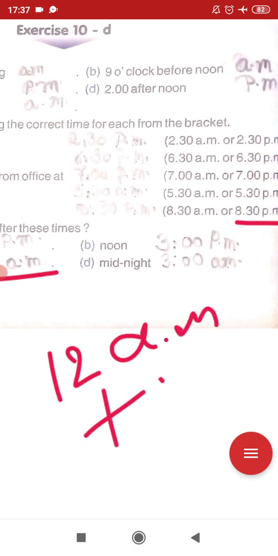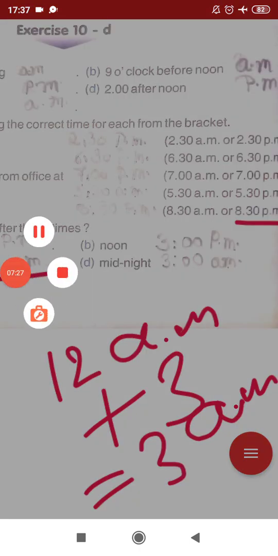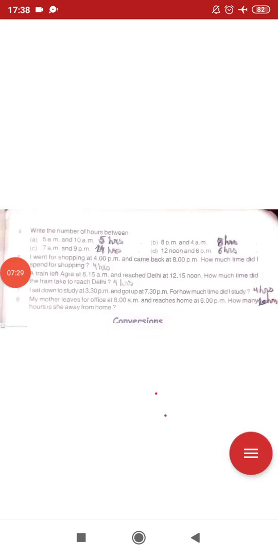plus 3. So the time will be 3 a.m. Clear? So you got your answer. Now move on to next page. Now look at exercise 4.